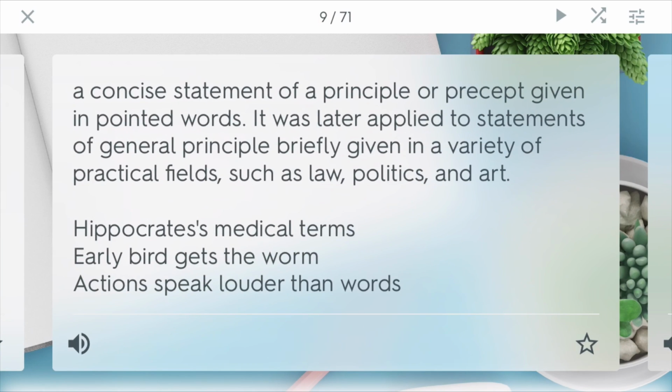An aphorism is a concise statement of a principle or precept that's given in pointed words, very few short words. It was later applied to statements of general principle briefly given in a variety of fields, such as law, politics, and even art. So Hippocrates' early medical terms were some examples of this. Also, the early bird gets the worm would be an example, and the common phrase, actions speak louder than words.